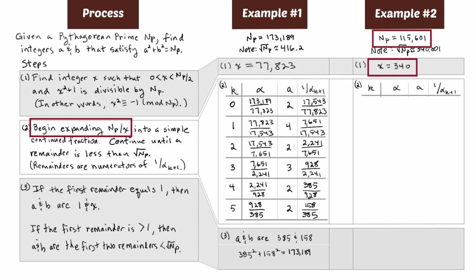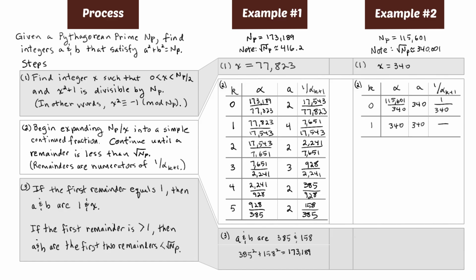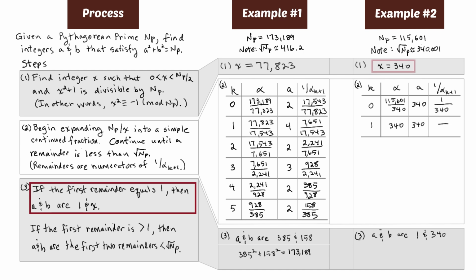Here's our table. In the first row, for k equals 0, the integer part is 340 and the remainder is 1. 1 is less than the square root of n sub p, so we can stop. This time, we won't need another row in step 3, but I'll add it just for the sake of completeness. Here it is. On to step 3. The first remainder was 1, so a and b are 1 and x. And so for this example, a and b are 1 and 340.